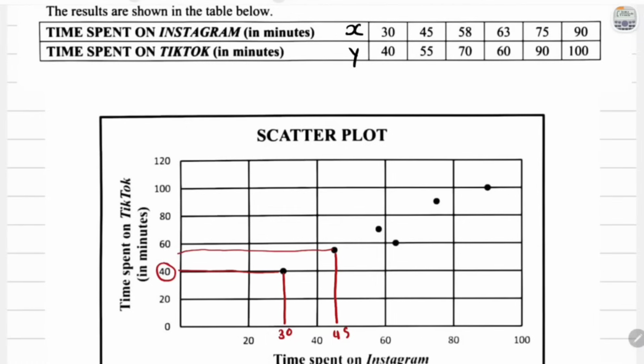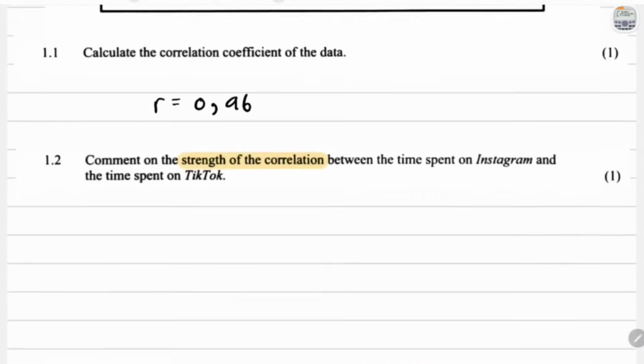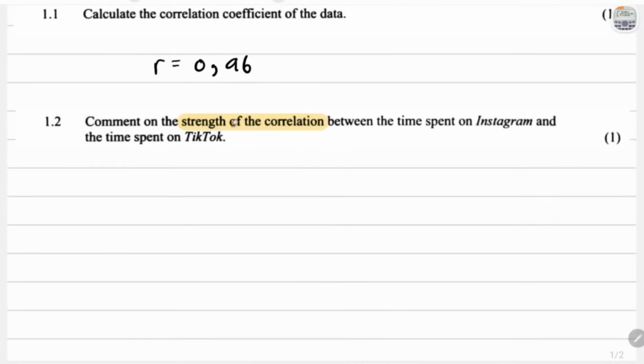Okay, so that is the thing here. We're seeing a trend going on. When someone spends a lot of time on Instagram, they also spend a lot of time on TikTok. But we have to just be simple with this answer. We don't have to overthink it, because they just want you to comment on the strength of the correlation. How you comment on the strength of the correlation is like this.